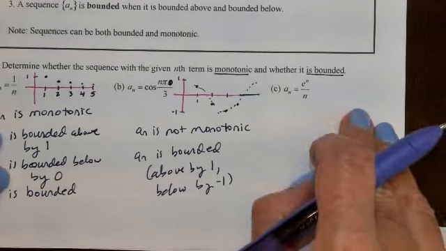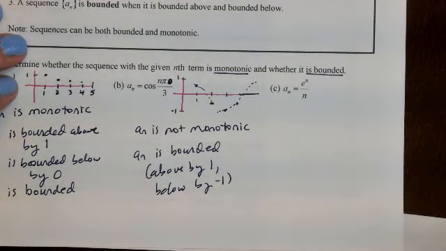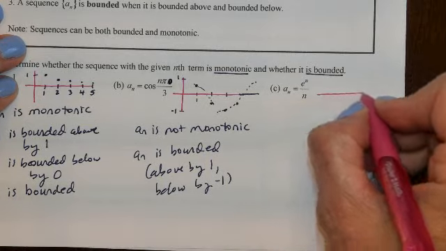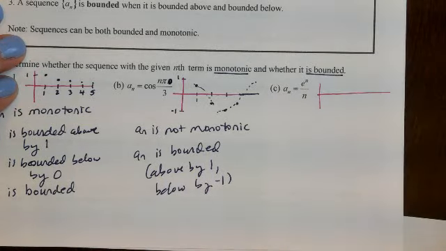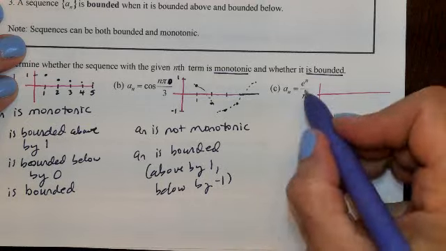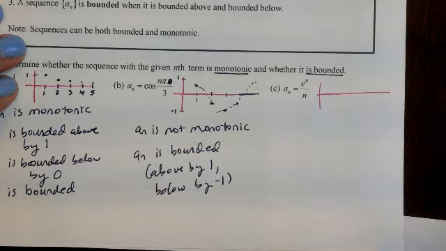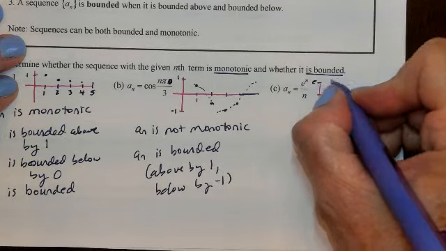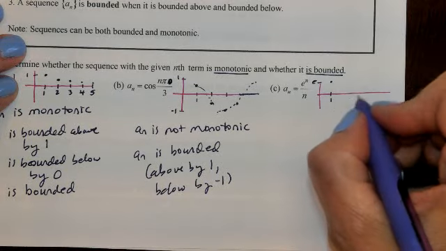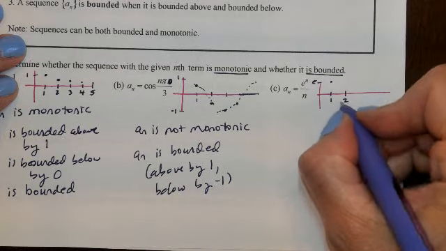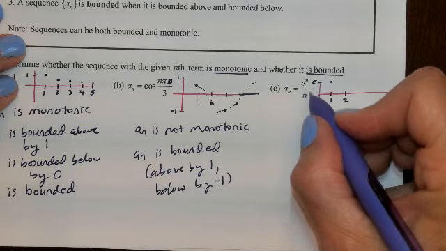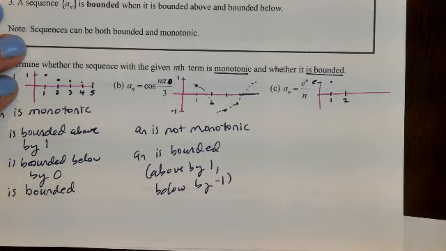What about this one? Let's put in 1 for n. 1 for n, we'll have e over 1. So when n is 1, we are at e, right? What about when n is 2? When n is 2, we'll have e squared over 2. Do you know what e squared over 2 is?